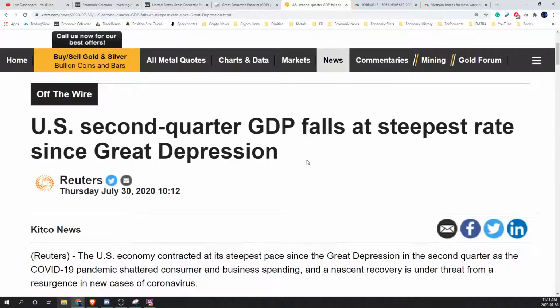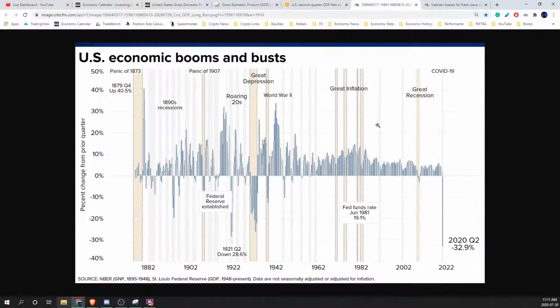So U.S. second quarter GDP falls at steepest rate since Great Depression. And this is a picture that represents it very well, I think, the U.S. economic boom and busts. So we can see this is 2020 Q2 at negative 32.9%. This was 2009, the Great Recession or Great Financial Crisis. Really is a complete blip compared to what we're seeing right now, and what we're seeing right now is pretty comparable to what we had in 1929, the entire decade, the Great Depression. We had from 29 to around 30, and then we had World War II kind of bring us out of that Great Depression. But we're seeing these numbers that we haven't seen in basically 90, 100 years.